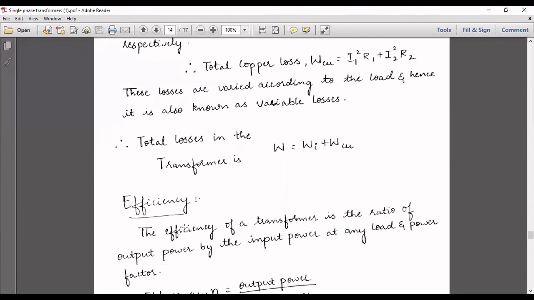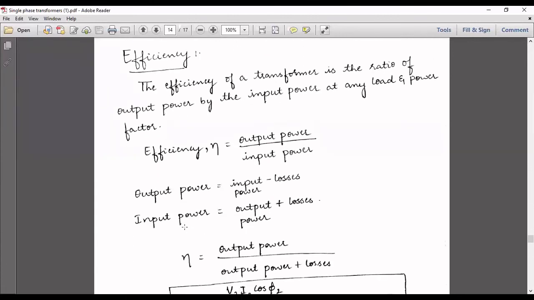After we study the losses, we need to know about the efficiency of a given transformer. What is meant by efficiency? In any transformer, the ratio of output power to input power at any load and power factor is defined as efficiency. In general, for any electrical machine, the efficiency is the ratio of output power to input power. For a transformer specifically, efficiency plays a very important role, and its value will always be 90% or above. This is the ideal efficiency which can be obtained in transformers.